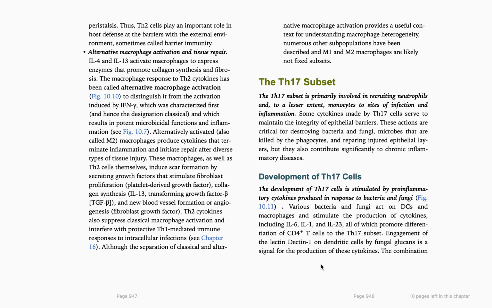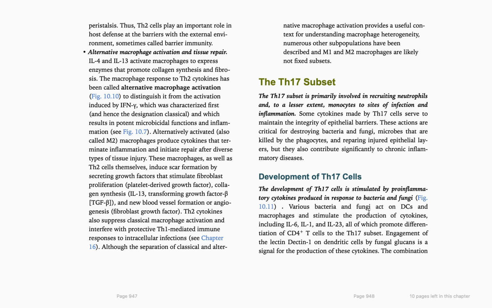However, let us continue with development of T helper 17 cells. I'm repeating again. The development of T helper 17 cells is stimulated by pro-inflammatory cytokines produced in response to bacteria and fungi.